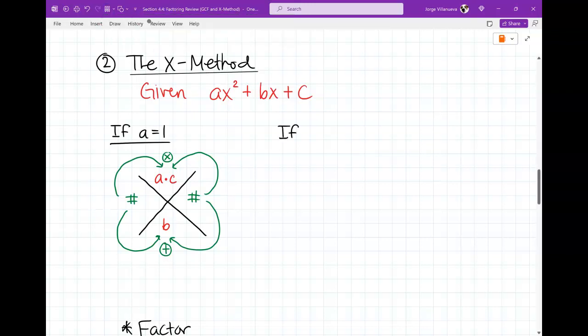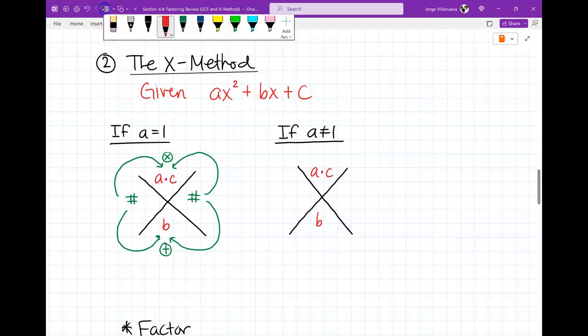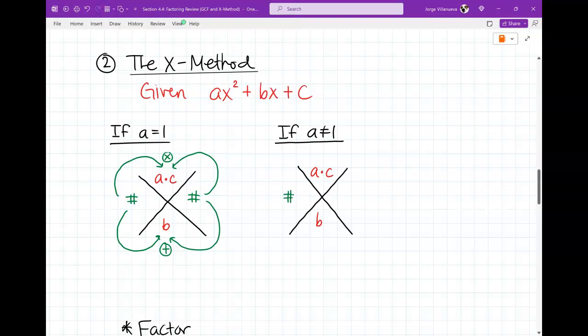The second one looks almost identical with one minor change. So what if A is not 1? What if A is 2 or -3 or -1? Then it looks like this. It's almost the same process, just a little minor change at the very end. So notice I'm going to write out everything I did before. It looks identical so far. But here's the change. Go ahead and draw this out. Right now I'm going to show you the change.